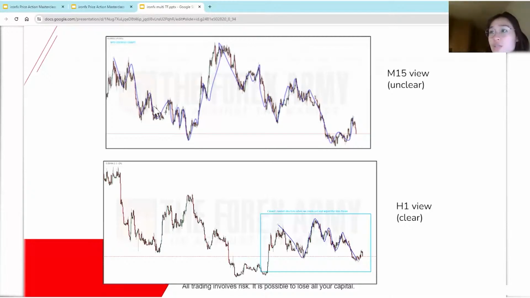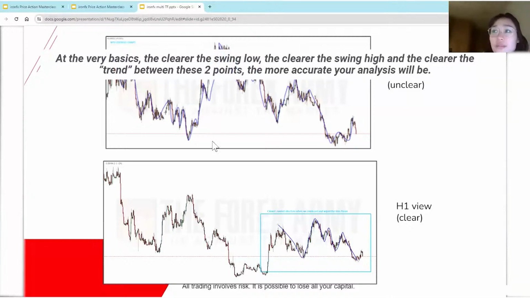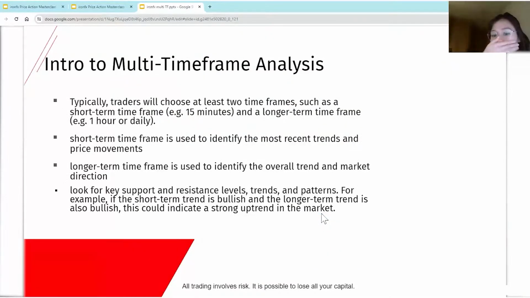The thing to learn here is that at the very basics, the clearer the swing low and the clearer the swing high, the clearer the trend between these 2 points, the more accurate your analysis will be. It doesn't really matter which time frame you use because that's very dependent on your own lifestyle and your own trading methods. As long as you make sure that your market structure is clear, that's fine. Typically traders will choose at least 2 time frames, such as your short-term time frame and longer-term time frame.